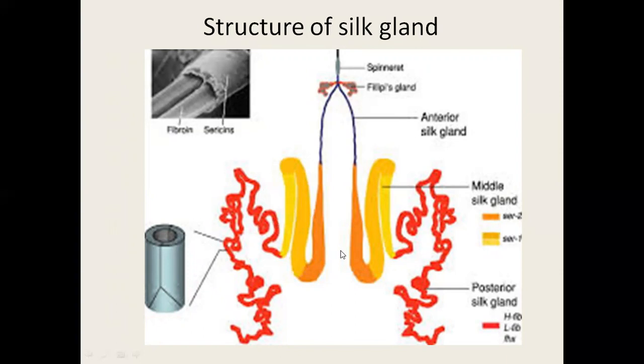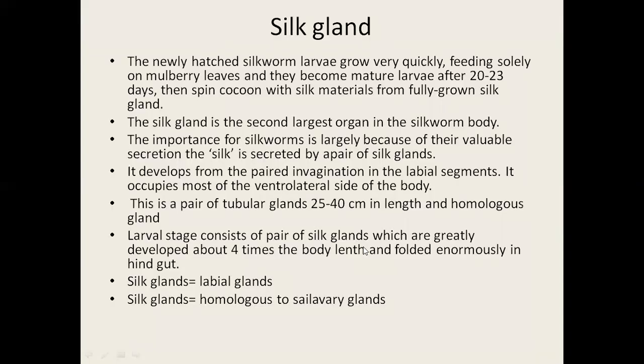This middle silk gland secretes sericin protein. This is the anterior limb, posterior and middle limb, which also secrete sericin 1, 2, and 3 types of sericin protein.